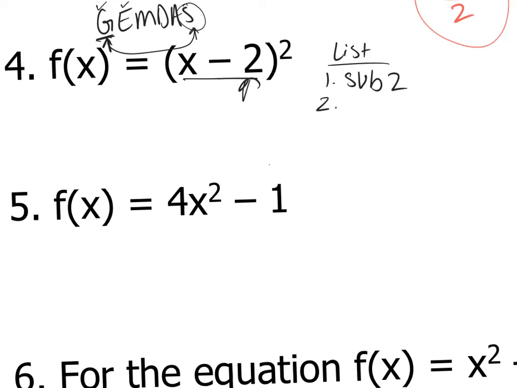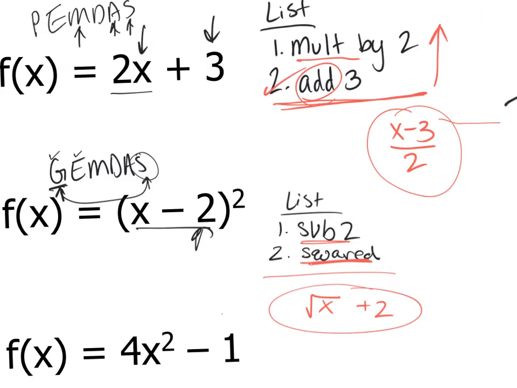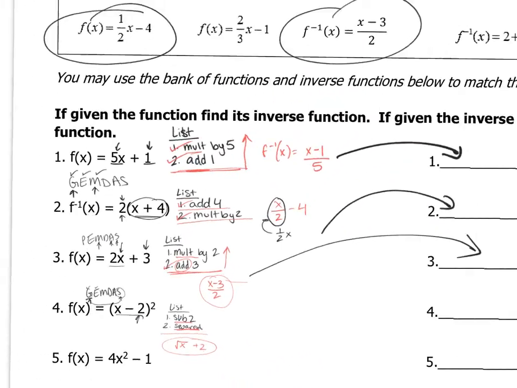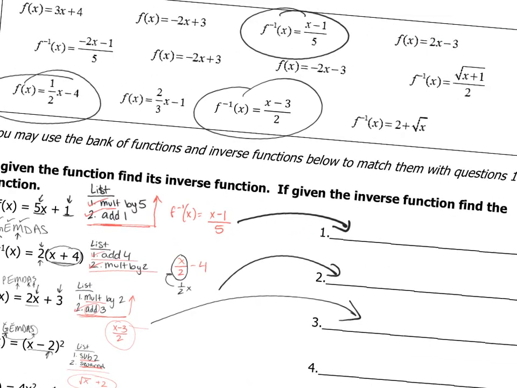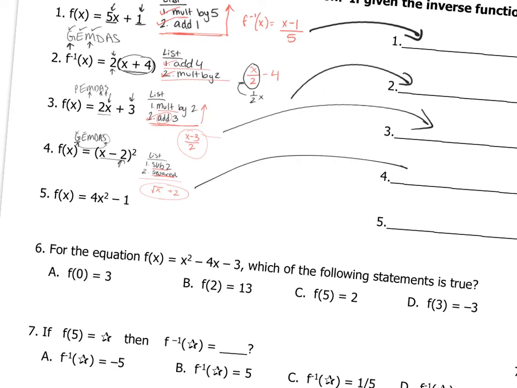So the second thing that happened to x is it got squared. So that means my answer is going to start with an x, and instead of squaring it, I'm going to square root that x, and then instead of subtracting 2, I'm going to add 2 to that. Notice the 2 is not underneath that square root, so that means that our answer would most likely be this one. The 2 is not inside the square root, so that is what goes for number 4.